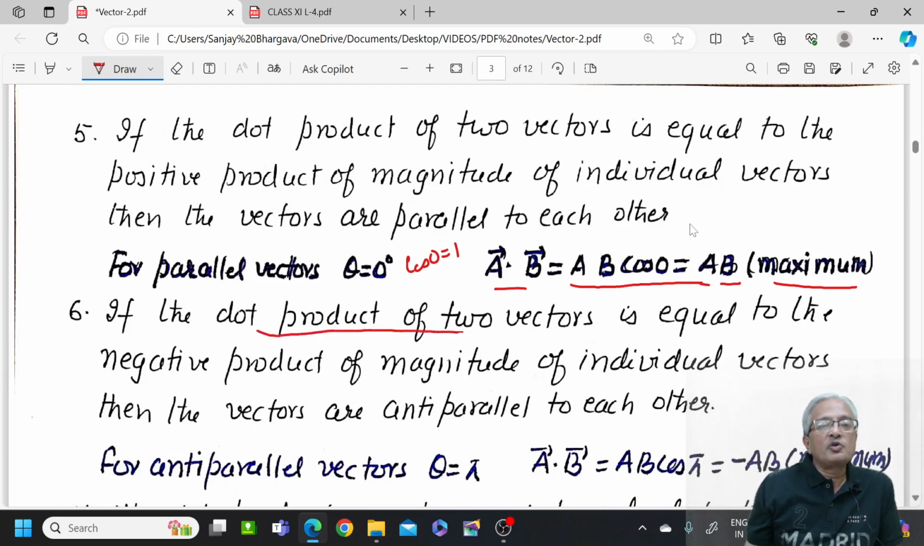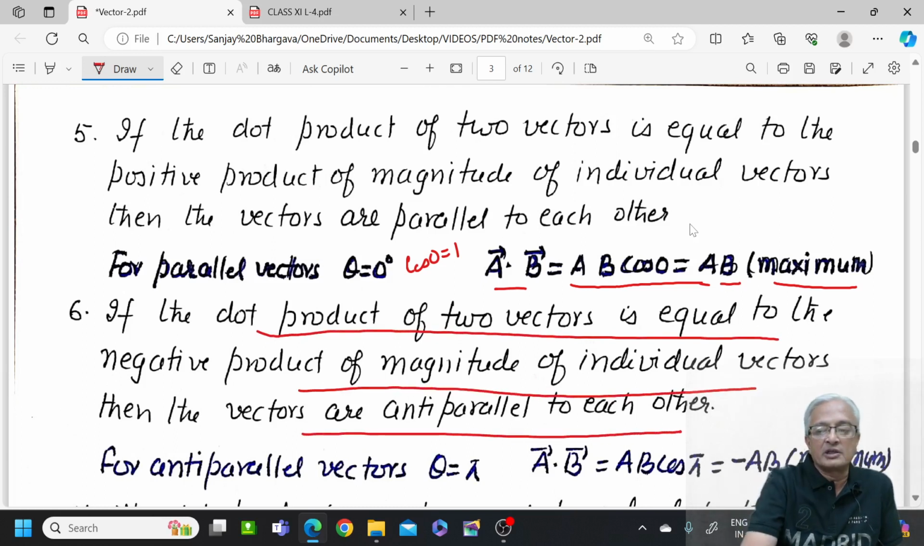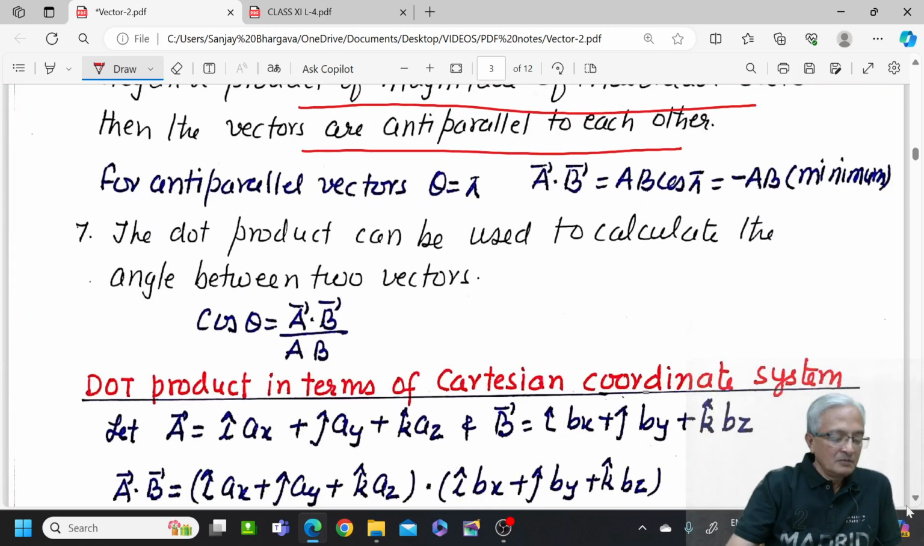If the dot product of two vectors is equal to the negative product of the magnitudes of the individual vectors, then the vectors are anti-parallel to each other. For anti-parallel vectors, theta is 180. A dot B is AB cos pi. And what is the value of cos pi? Cos 180 is -1. So I get minus AB. This is the minimum value. If I obtain the maximum value, they are parallel. If I obtain the minimum value, they are anti-parallel.